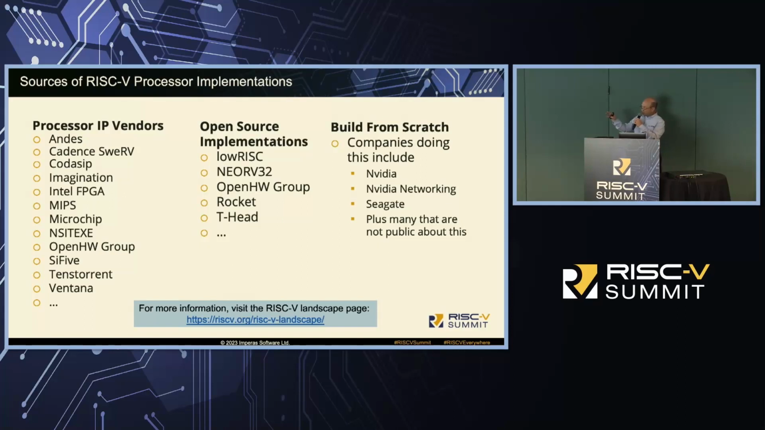So, sources of processor implementations: there's a partial list of the processor IP vendors. There's open source implementations. There's build from scratch, and I've listed a few companies that are public about what they're doing with RISC-V. Ted showed that landscape chart, and it's up on the RISC-V website, so feel free to start there. There's also the RISC-V exchange that Ted showed in his talk. So there are a number of resources that you have to go and look and see who's doing what.